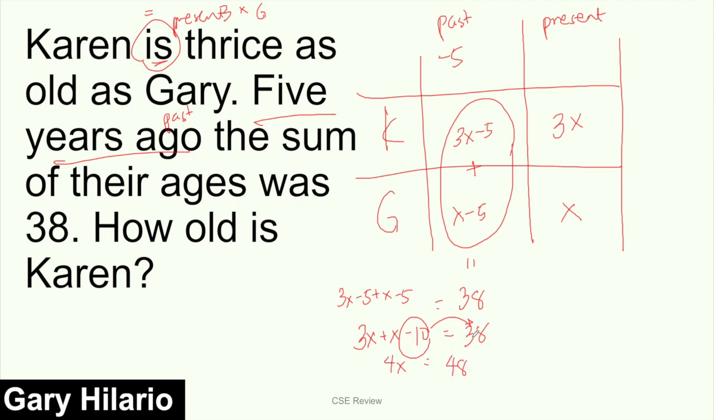You have 48 here kasi nagiging plus 10 siya. So, 38 plus 10 is 48. Divide mo both sides by 4. You'll be left with x is equal to 12.